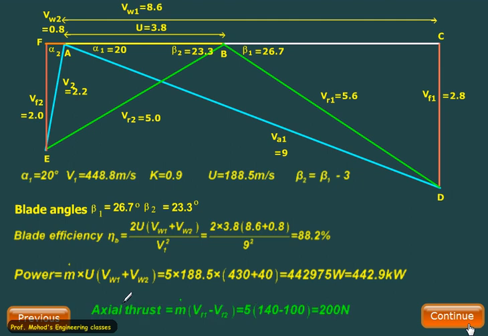As far as the axial thrust is concerned, axial thrust is given by the product of mass flow rate multiplied by Vf1 minus Vf2. Mass flow is 5, Vf1 is 2.8 multiplied by 50, which is approximately 140, and Vf2 is 2 multiplied by 50, that is 100. So axial thrust is 200 Newton.